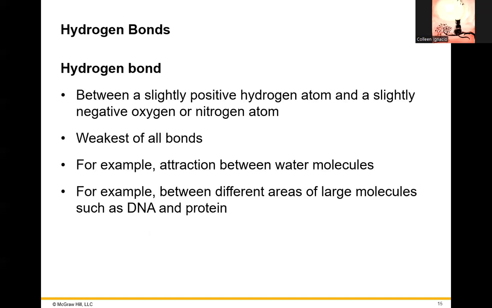Okay. Now, hydrogen bond, this is between a slightly positive hydrogen ion and a slightly negative oxygen or nitrogen atom. So a hydrogen bond again is between a slightly positive hydrogen atom and a slightly negative oxygen or nitrogen atom. So the hydrogen bond is the weakest of all bonds. An example of this is going to be the bond between water molecules. Okay. So again, this is your hydrogen bond.